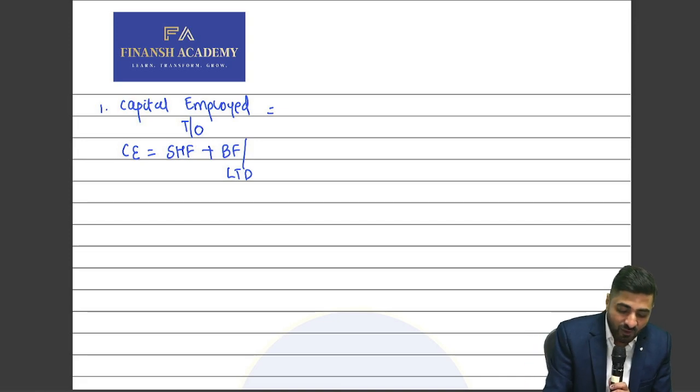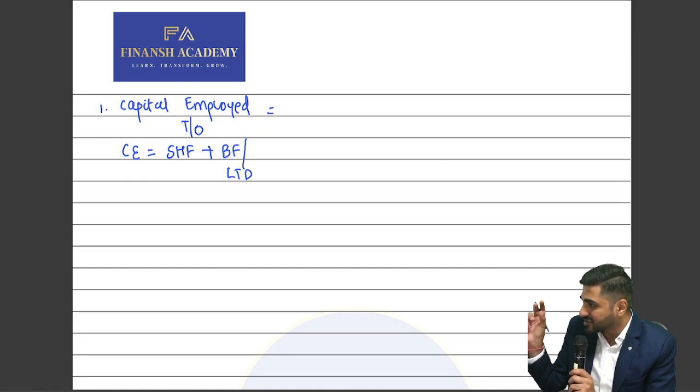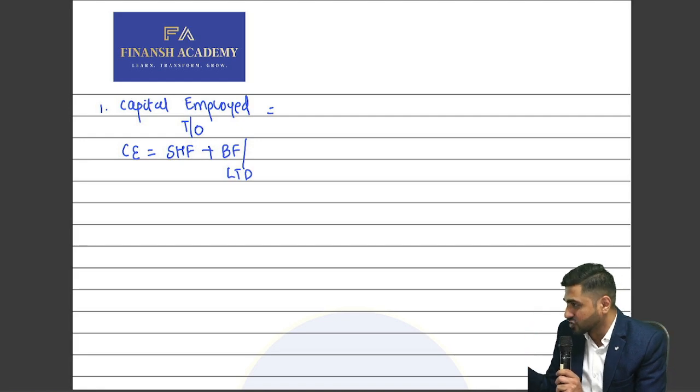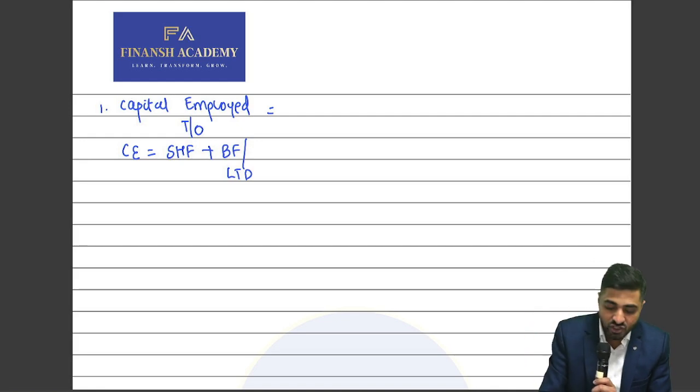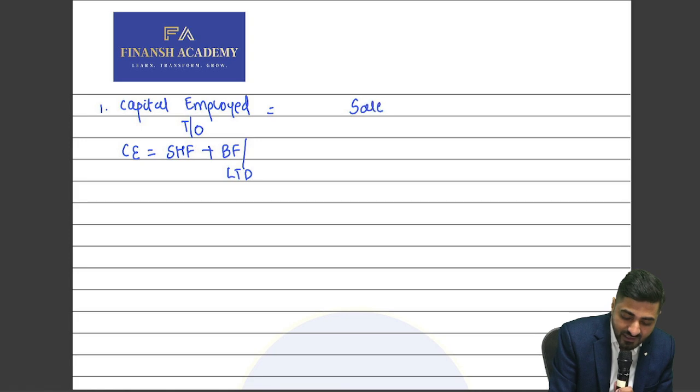Okay. Now, capital employed turnover ratio. So we want to check how much is the sales generated from the capital which you have employed. So that's why this ratio should be what, beta? It should be sales upon capital employed. Come on here. Sales upon capital employed.